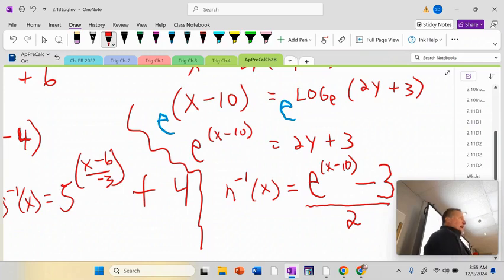If you wanted to multiply by a half, then it'd be a half in front of the e, and then 3 halves would be the other term if you divided those separately.